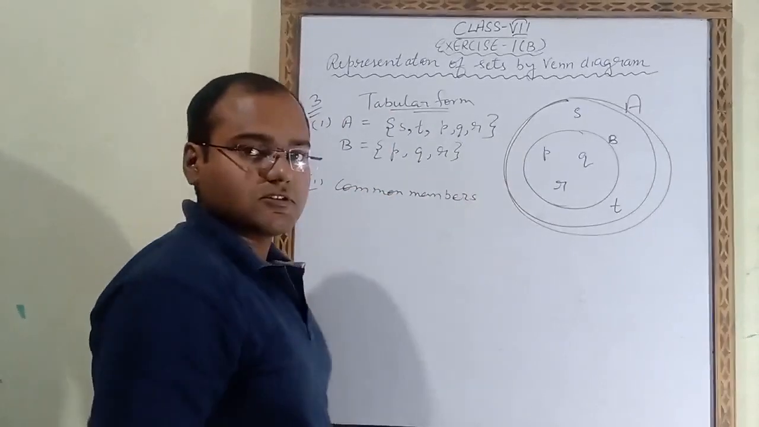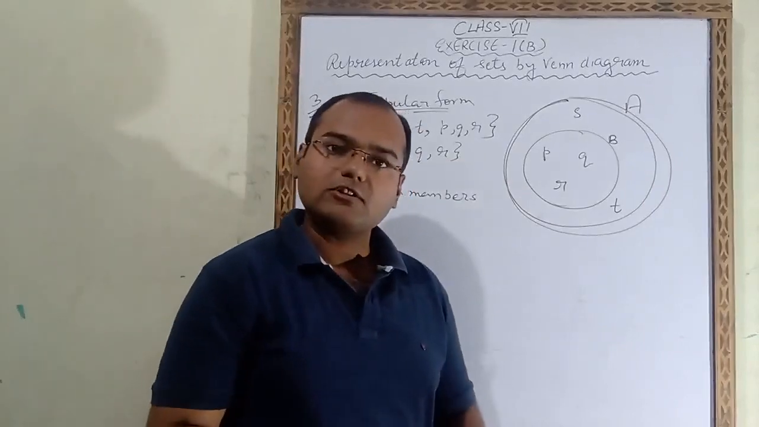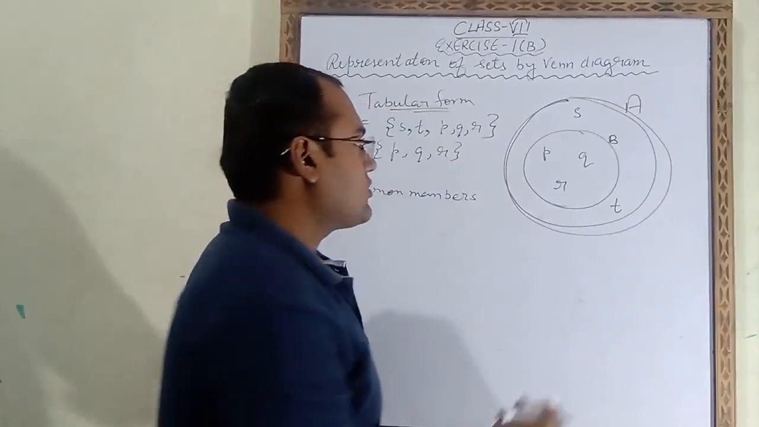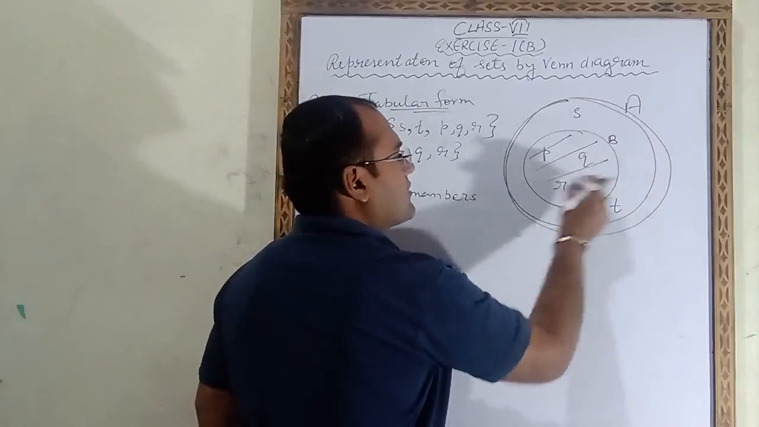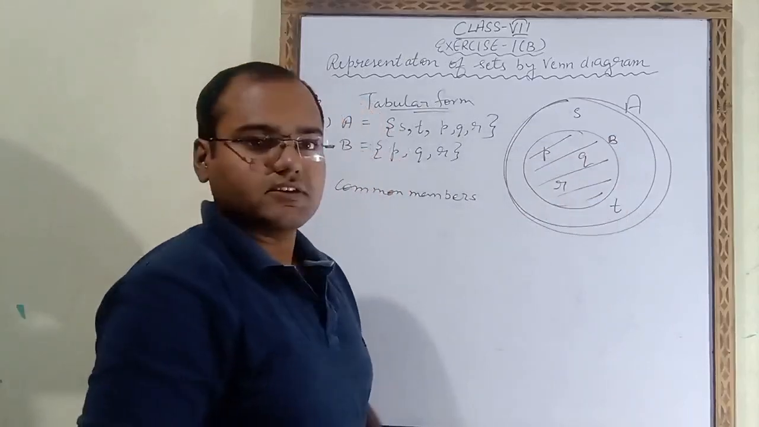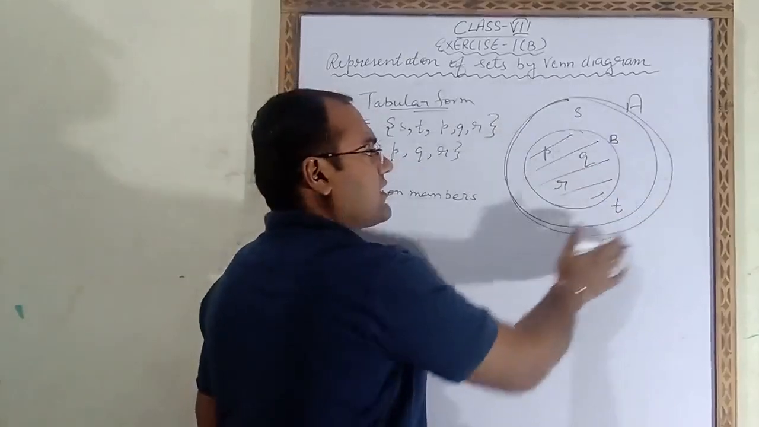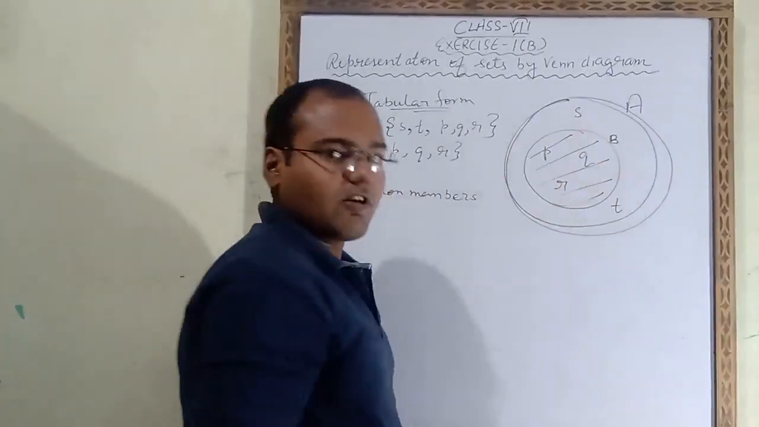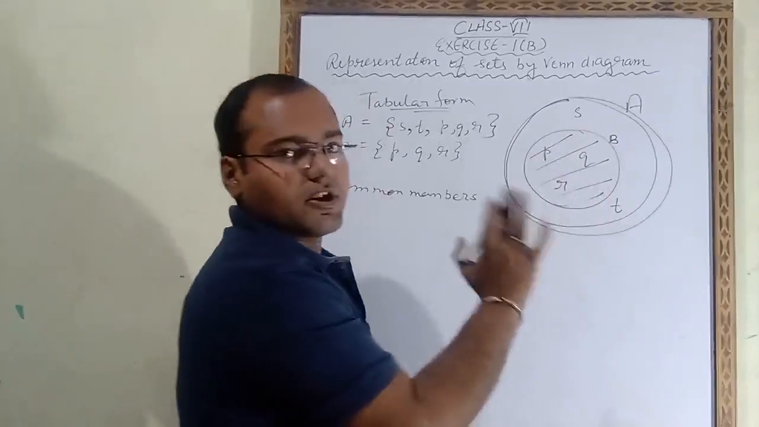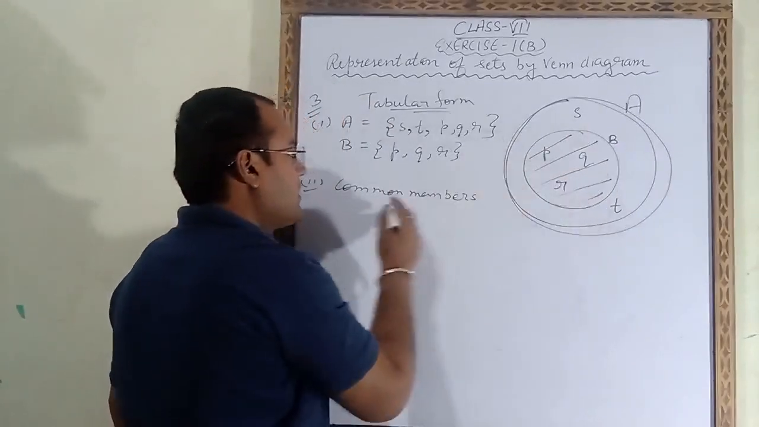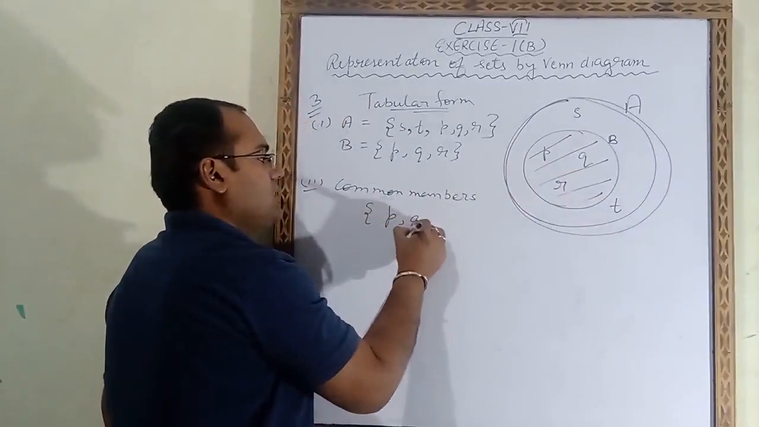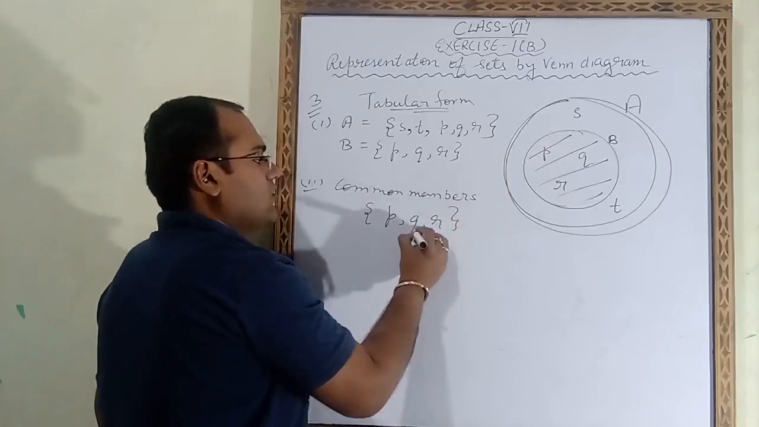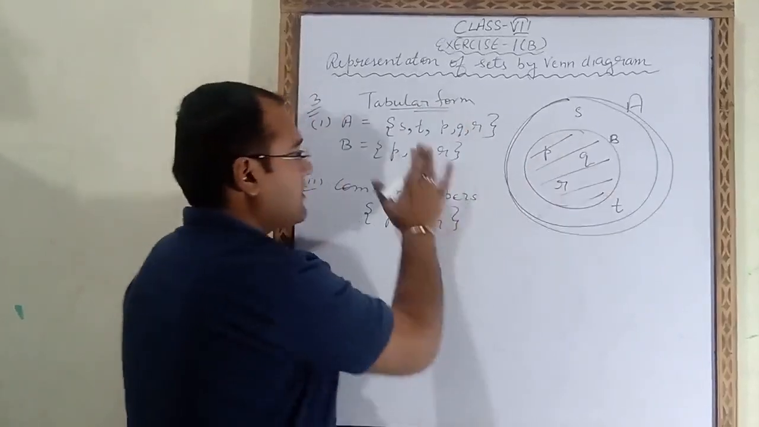Common members means those members which are coming in A also and in B also. So this much part is coming inside the A circle and this much part is coming inside the B circle also. So that means in the common you have to write P, Q and R. You can check from the Venn diagram also and you can check from here also.